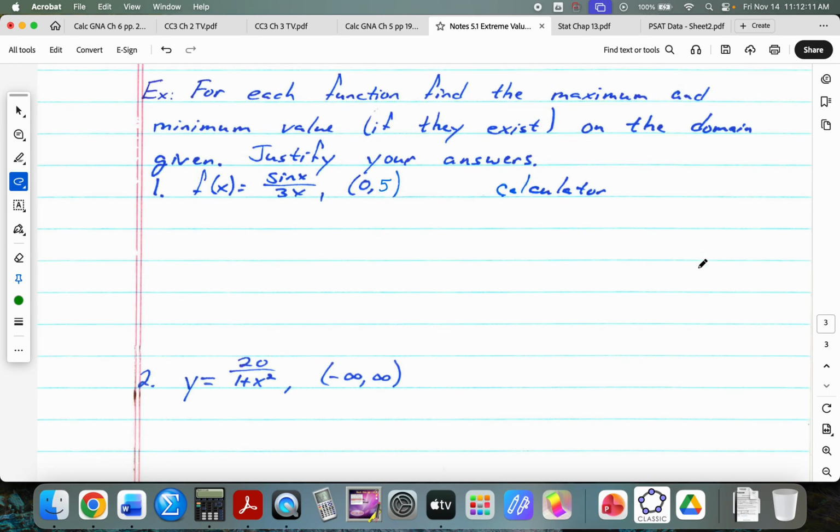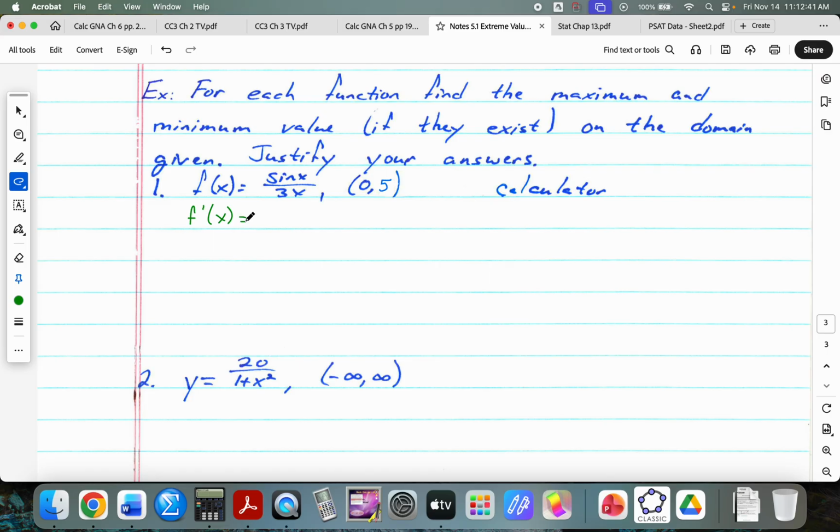So let's look at these two examples. For each function, find the maximum and minimum value if they exist on the domain given. Justify your answers. Okay, so this is an open interval. So my extreme values can't happen at the endpoints because there are no endpoints. There are end holes, right? So let's take the derivative of this thing.